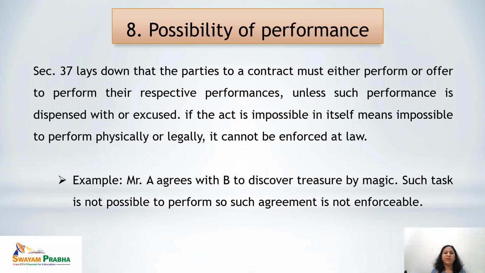If Mr. A contracts with Mrs. A that he would get the stars from the sky for her if she transfers rupees 1 lakh into his name, getting the stars from the sky is not a possible thing. It is totally impossible. Similarly, Mr. A agrees with B to discover treasure by magic. Such a task is not possible to perform, so such an agreement is never enforceable. That means to make a contract enforceable with the other valid essentials, the possibility of performance is also required.